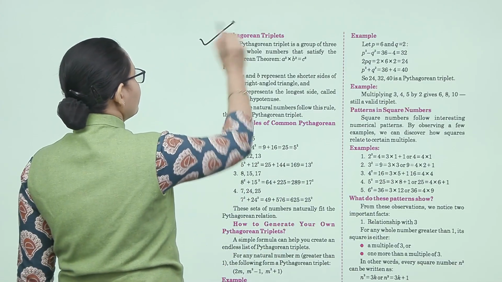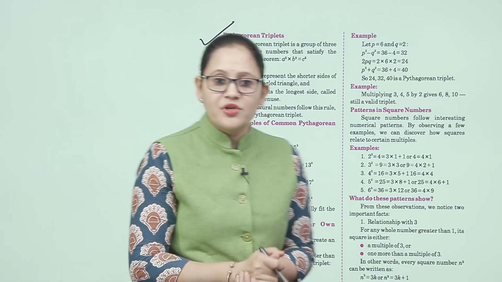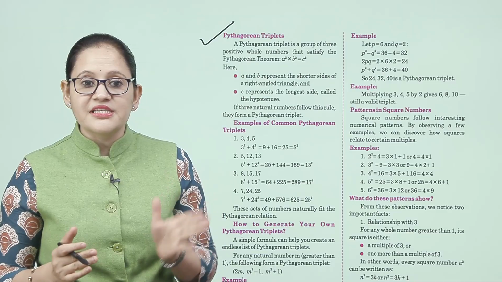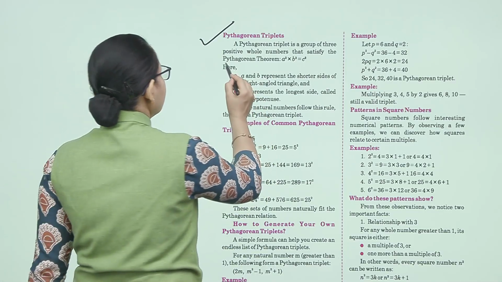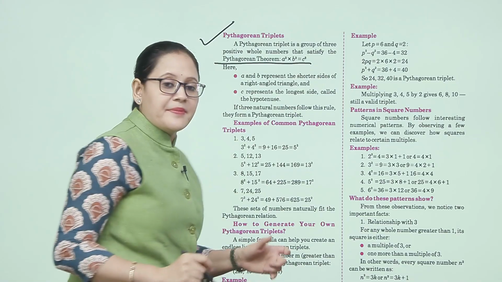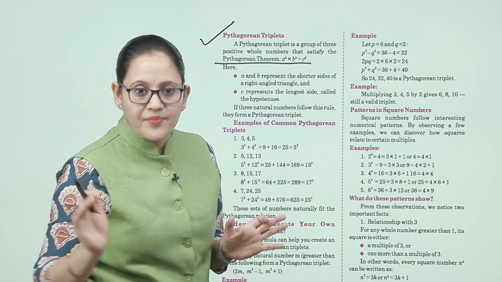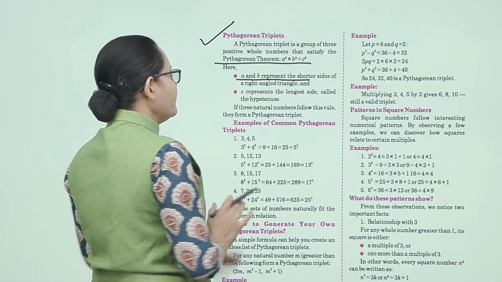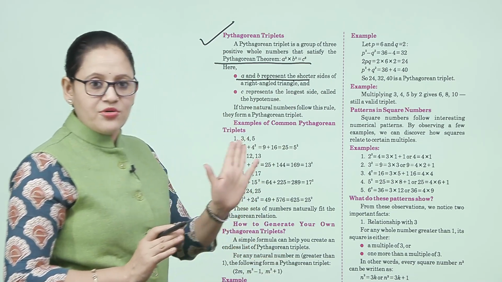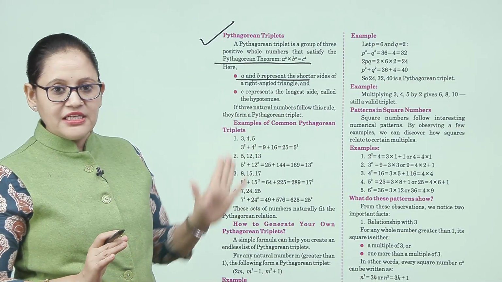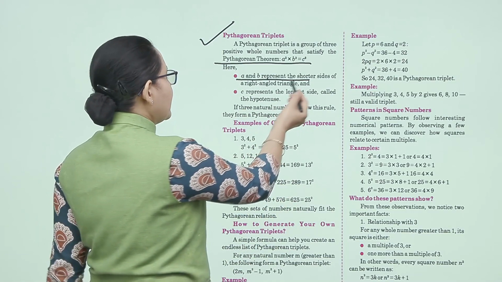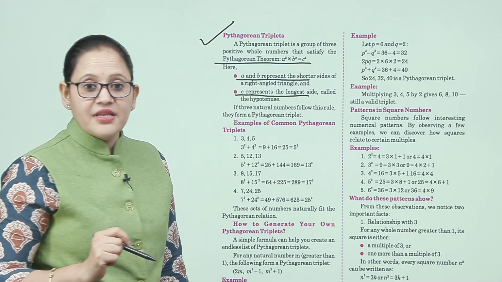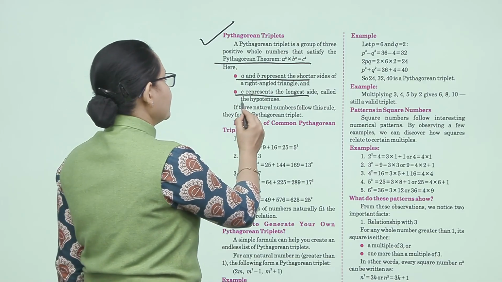Now Pythagorean triplets. So what is a Pythagorean triplet? A Pythagorean triplet is a group of 3 positive whole numbers that satisfy the Pythagorean theorem, that is a square plus b square is equal to c square. Here a and b represent the shorter sides of a right angle triangle. You know the Pythagorean theorem is applied to right angle triangles only. So a and b are the shorter sides and c represents the longest side, called the hypotenuse.